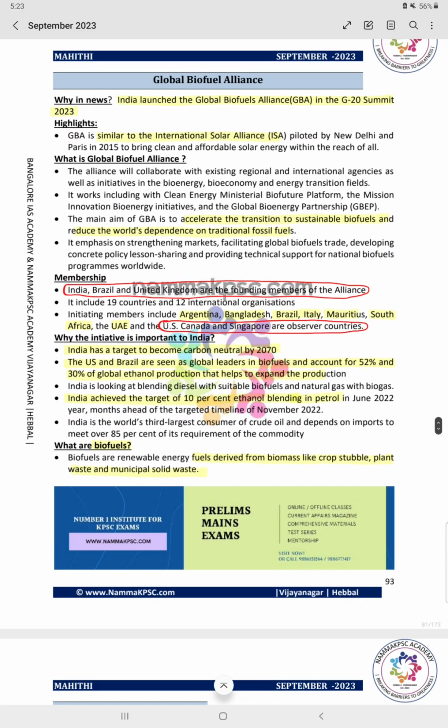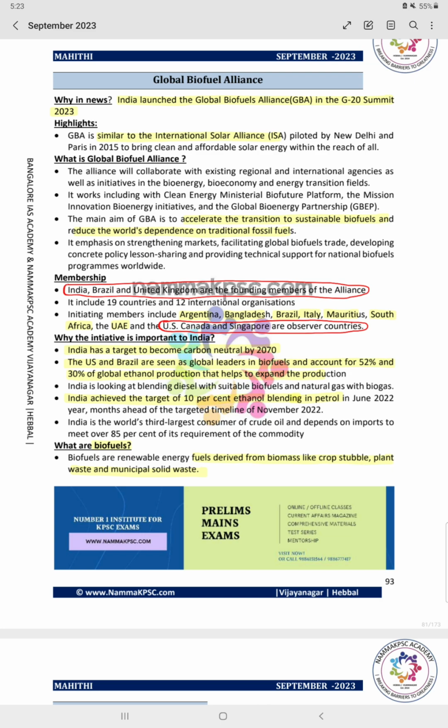Then we have the Global Biofuel Alliance. This was also announced at the G20 summit. India wants to create this along the same lines as the International Solar Alliance. So who are the founding members? There are three countries, that is India, Brazil, and the United Kingdom. Other countries are initiating members, but we have to know the observers also, because the US, Canada, and Singapore have observer status, and the founding members are India, Brazil, and the United Kingdom.